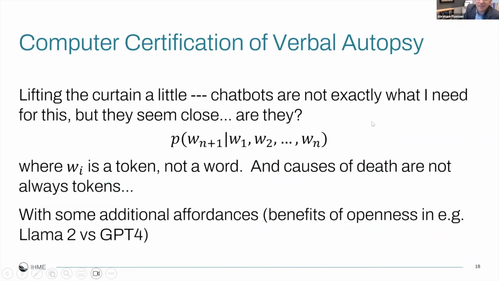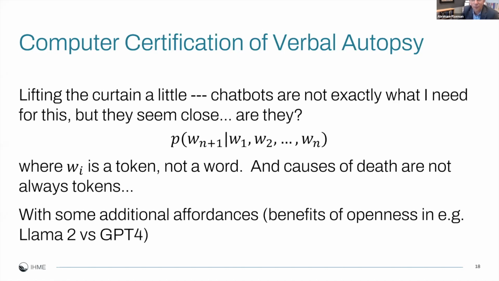And so thinking about how we can go beyond cooking up prompts to ask ChatGPT to solve these problems for us requires lifting the curtain a little bit to say chatbots are not exactly what we need for this. They seem close. They're something we can prototype quickly with, but at the heart of the chatbot is this large language model that really is, I think, an efficient encoding of a probability distribution, where we ask, what's the probability of Wn+1 conditional on a bunch of previous Ws, where I use W because I'm thinking of these as words, but they're actually tokens, not words.